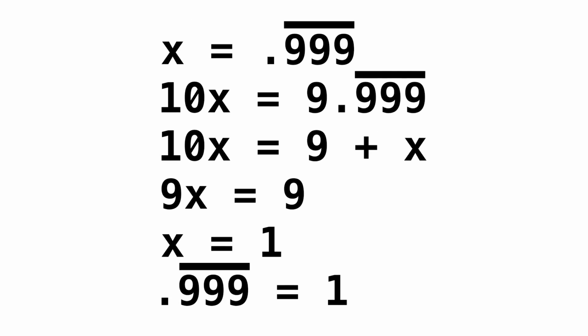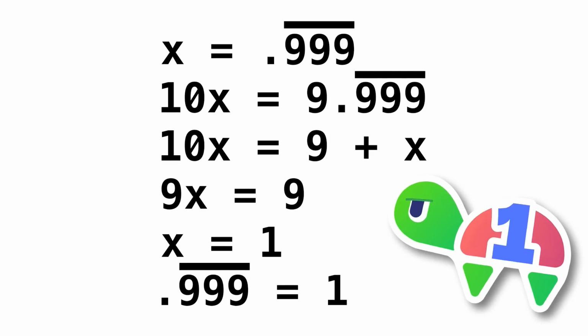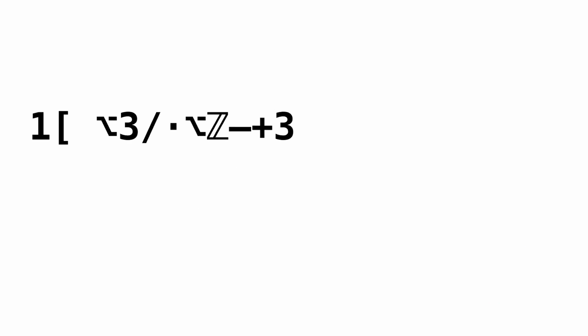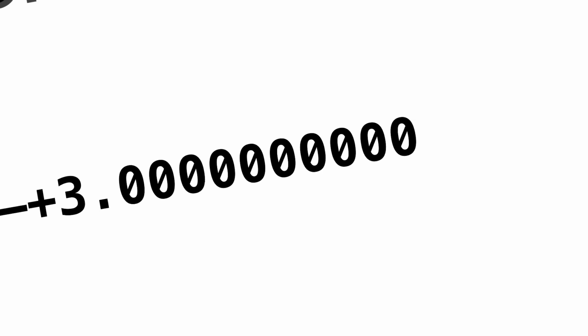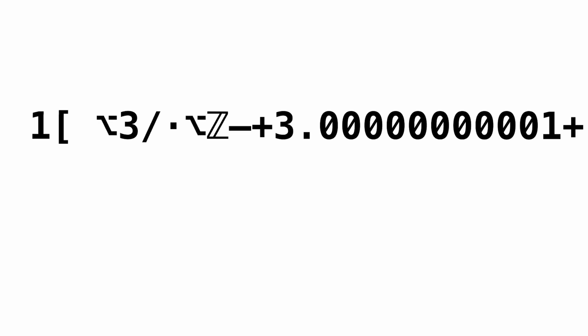Here's the proof that 0.9 repeating equals 1. Read it if you want, the video isn't about that. But to fix this problem, instead of multiplying by 3, I multiply by 3.000 bunch of zeros 1. So it actually yields something greater than 0.